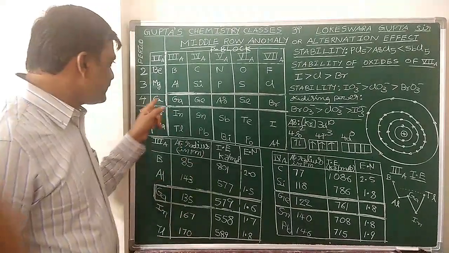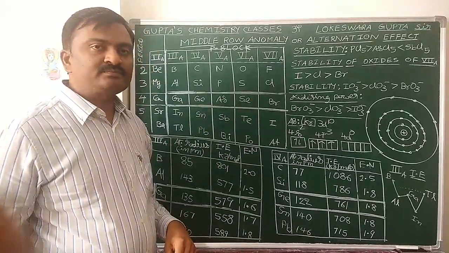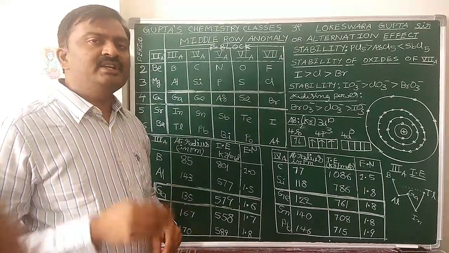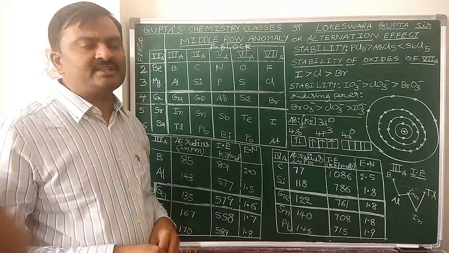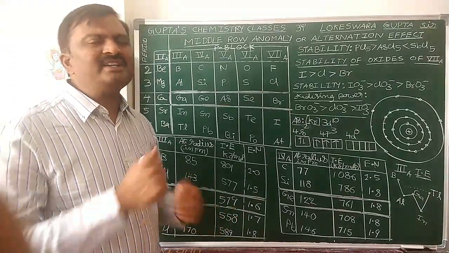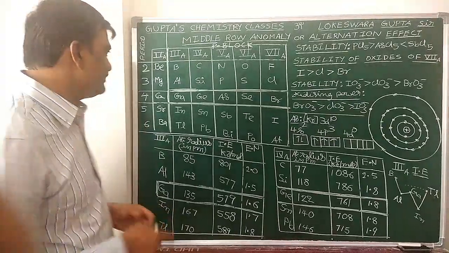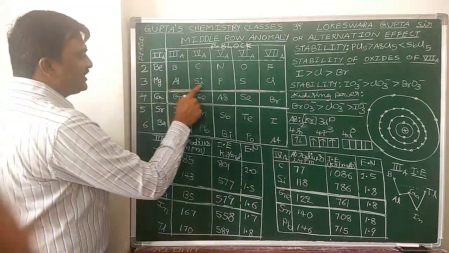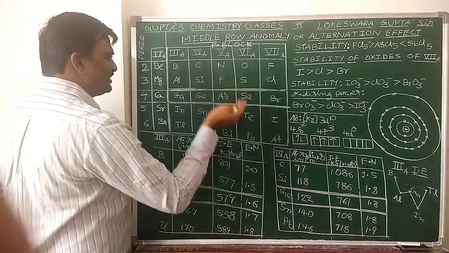Similarly, fourth period p block elements are less stable in their higher valency. That is also due to middle row anomaly. Okay. What is the reason for middle row anomaly? See, if you take the third period elements, aluminum, silicon, phosphorus, sulfur, chlorine, in their inner shell there is no d electron.